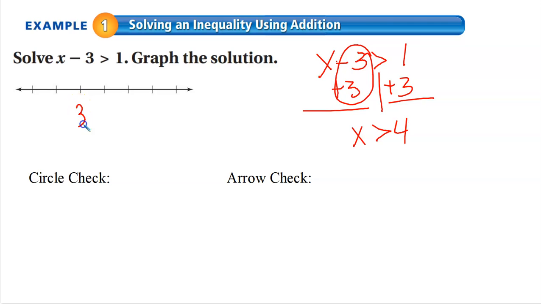So I'm going to go to my number line. I'm going to put a 3, 4, and a 5. Greater than is an open circle. I put an open circle on 4. I'm looking to graph all the solutions that are greater than 4, so the arrow goes off to the right.